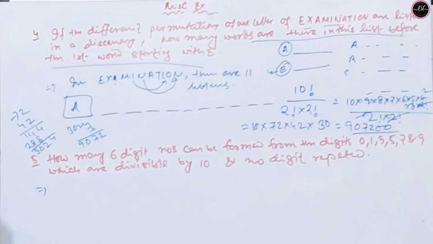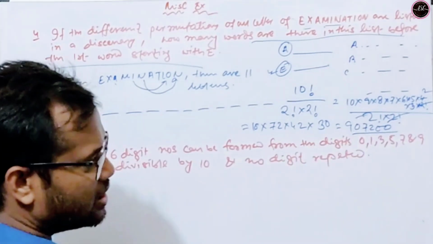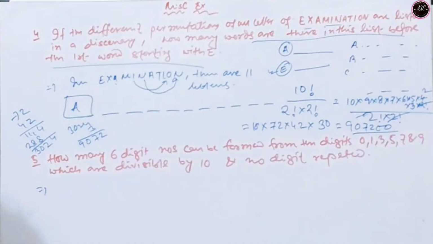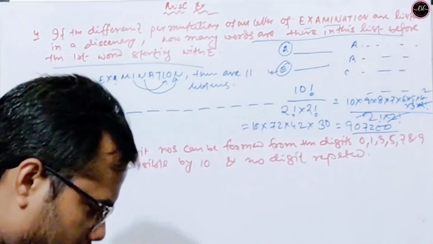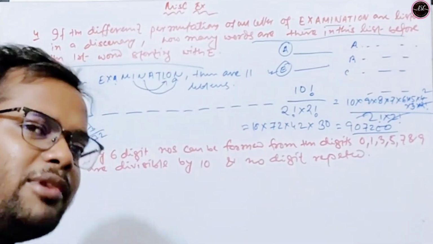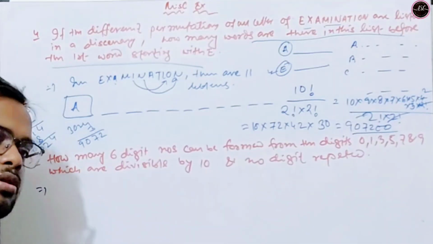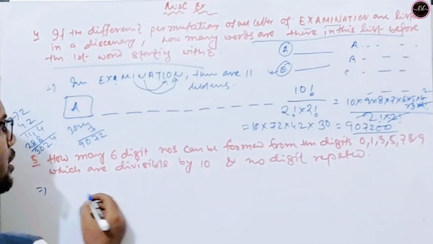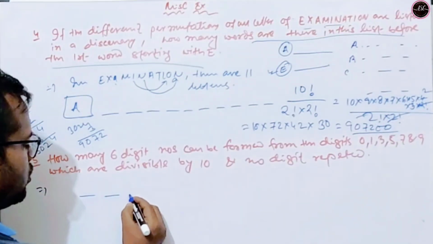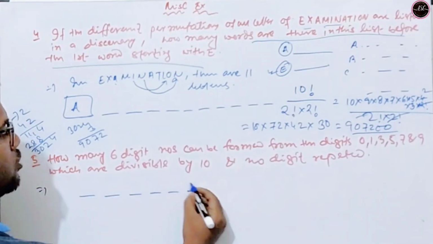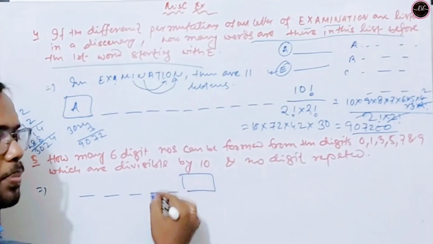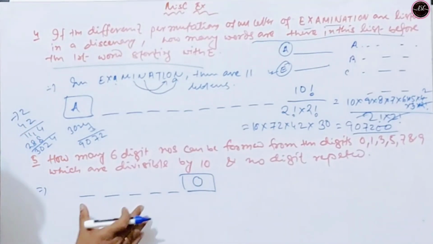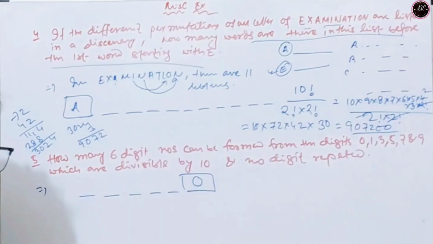Now look at this question. How many 3-digit numbers can be formed from the digits 0, 1, 3, 5, 7 and 9, which are divisible by 10 and no digit is repeated? So we know if a number is divisible by 10, then the number should contain 0 at the last position. Okay. So just look, here 6 digits. At this position, the unit position, there should be 0.